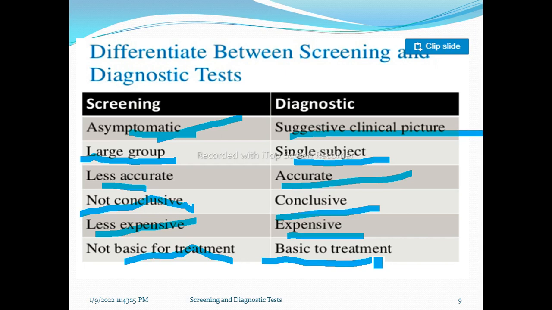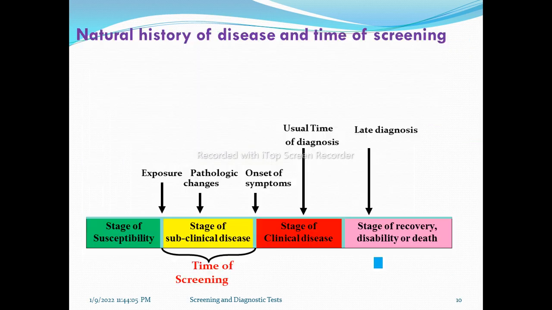So mostly in the clinic, a laboratory result which is sent for a single patient is a diagnostic test. But what is done in the general population is screening. Now, the natural state of disease and the time of screening. The time of screening, according to the natural state of disease, is the stage of subclinical or preclinical disease. So the best time for screening is at this stage, the subclinical disease stage, before the disease appears, before signs and symptoms appear.